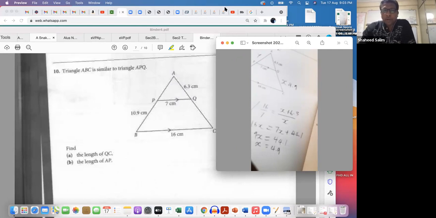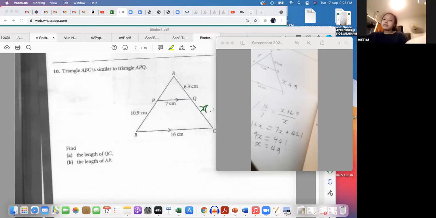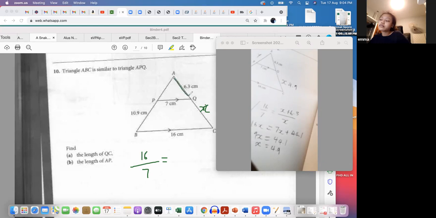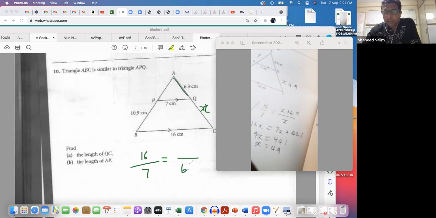Okay, so you are calling this X, correct? Am I correct to say QC is X? Yes? Okay, so now, down here, BC is 16 over this PQ, correct, 7. So yours should be AC over AQ because this is the original one. This is the original triangle. This length should be at the bottom, 6.3. On top is x plus 6.3. You get it? Not?